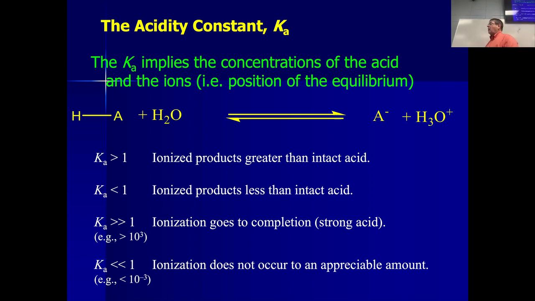When Ka is less than 1, we know that it favors the starting materials. This is going to be weak acids if Ka is less than 1. If Ka is much greater than 1, and typically we say if it's greater than 1,000, we say it goes to completion. Okay? Everything gets converted to products. And if Ka is less than 1,000th, or 10 to the negative third, we say that the reaction hardly goes at all. Okay? So there are some ranges that you need to kind of commit to memory. It'll help you out with that.